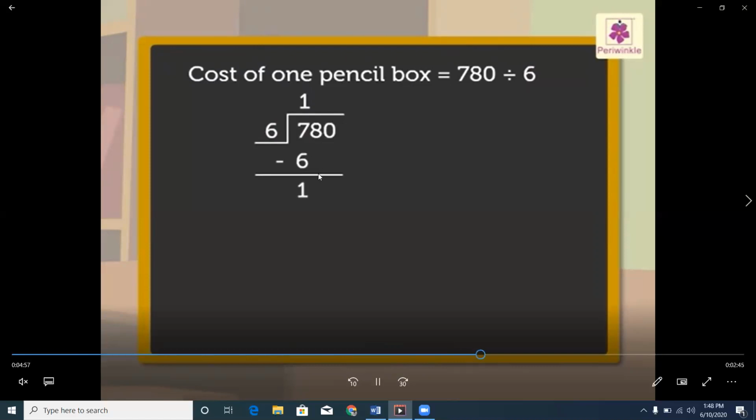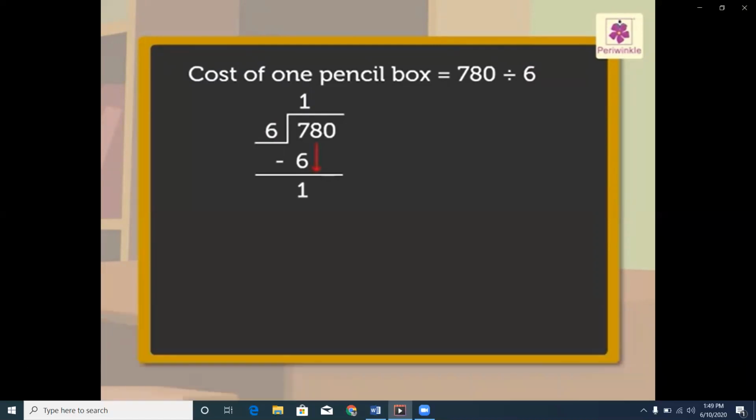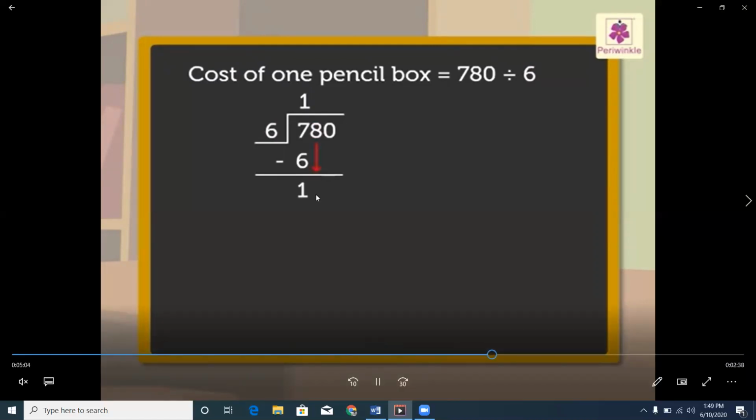We bring this 8 down. Now it becomes a new dividend, 18. And 18 is greater than 6, and it comes in the table of 6 by 3 times. 3 sixes are 18, so we will take 3 times. 3 will be written on the tens place, and 18 will be written under 18.